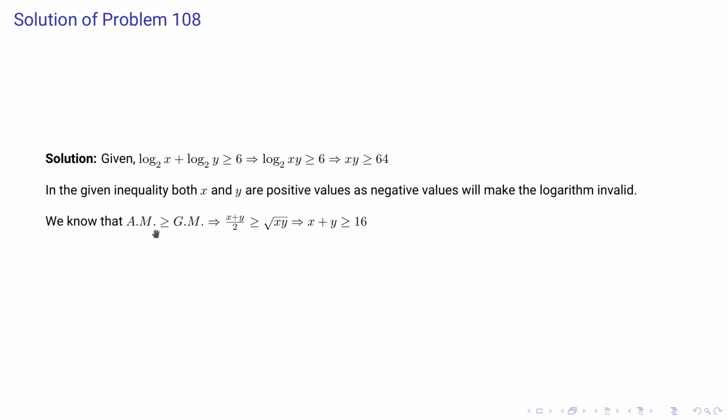Now we know that arithmetic mean is greater than or equal to geometric mean. So x plus y by 2 would be greater than or equal to square root of xy. So now square root of xy is square root of 64, that is 8. So 8 into 2, x plus y is greater than or equal to 16.